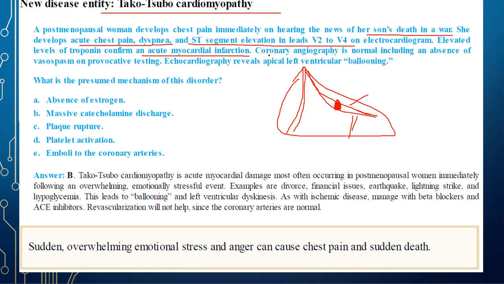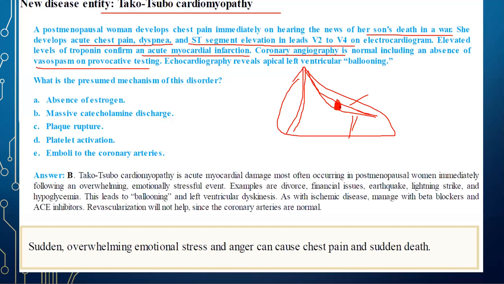Now to confirm that, you did a coronary angiography, which is normal, including an absence of vasospasm on provocative testing. Absence of vasospasm excludes Prinzmetal angina because Prinzmetal angina is nothing but a vasospasm of the coronary arteries. Coronary angiography is a test where you put in a dye and that dye reaches the coronary vessels to show how much obstruction of the coronary arteries there is. Now, if there is no obstruction in the coronary arteries, it cannot be myocardial infarction.